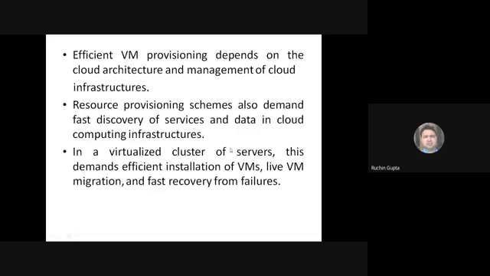Also, what is the other requirement? The other requirement is the efficient installation of virtual machines. So if the consumer is requiring more virtual machines at a certain time, the cloud architecture should be able to install these virtual machines in real time. There should not be any great amount of delay in this.